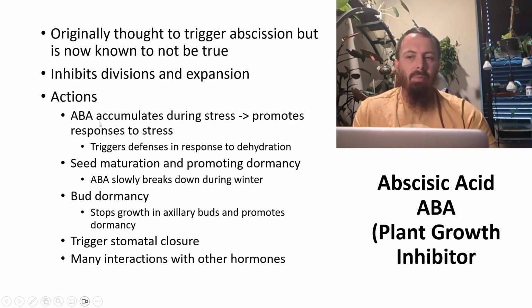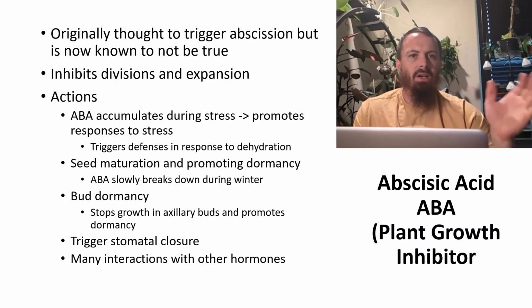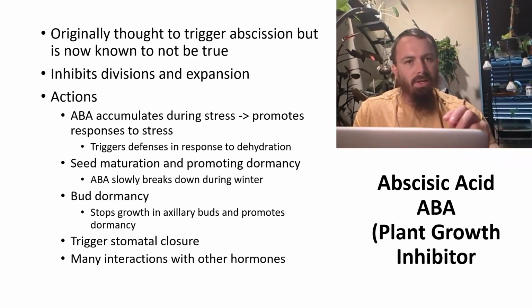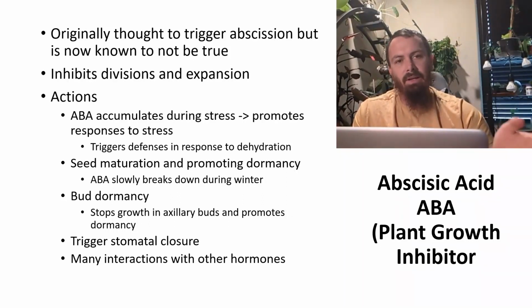So ABA will accumulate during times of stress. When the plant starts to get stressed out from a variety of environmental factors, it's going to help trigger that stress response. That could be closing up the stomata, like you would want in dehydration. It's also going to help regulate seed dormancy. So ABA is going to be present inside of the seed, and over time it slowly breaks down and deteriorates. Once it gets low enough, it's no longer inhibiting the growth of the embryo. And so in that way, it's a regulator of seed dormancy by being an inhibitor of growth.